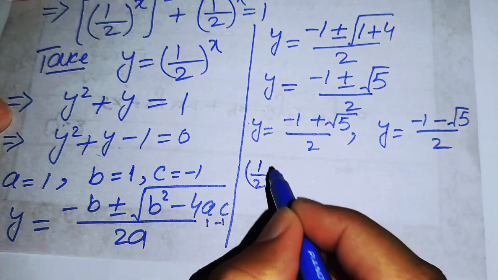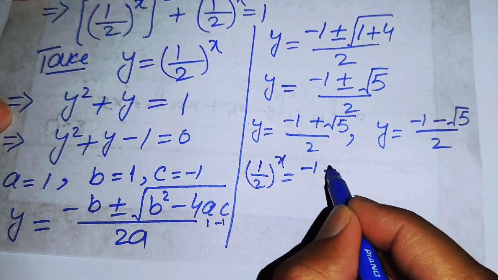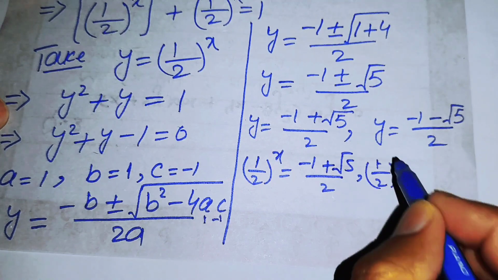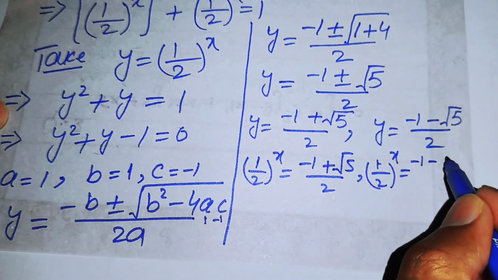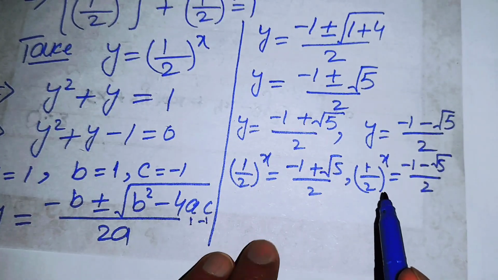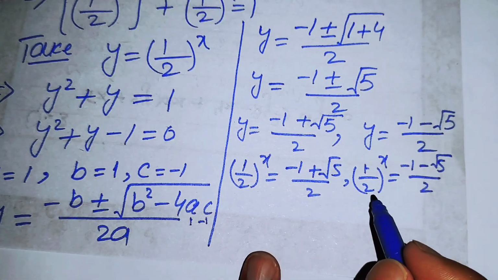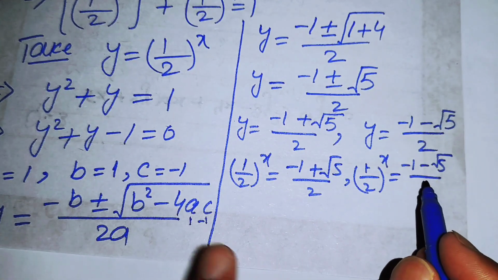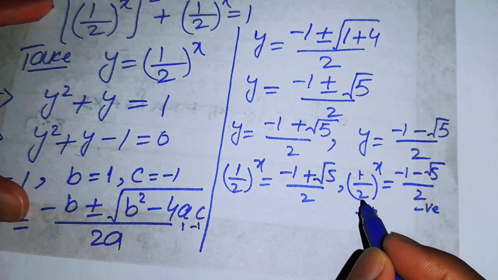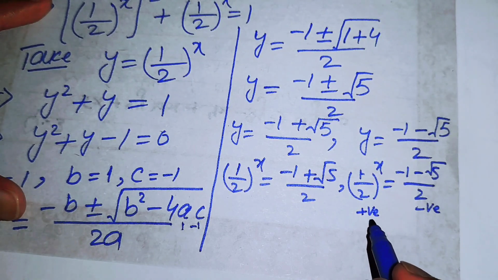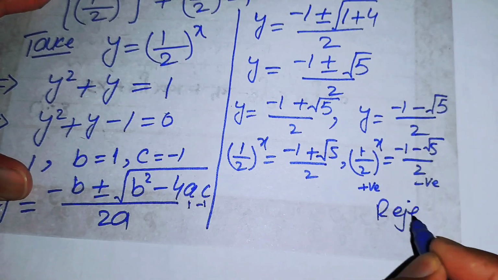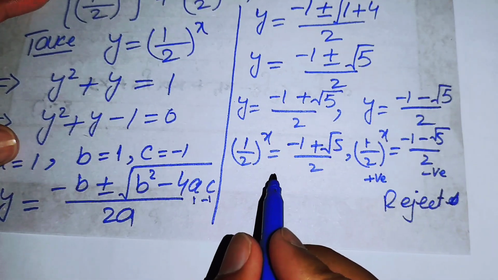So now we can back substitute the value of y, which is 1 over 2 to the power of x, and it becomes 1 over 2 to the power of x is equal to minus 1 plus square root 5 over 2, and here you have 1 over 2 to the power of x is equal to minus 1 minus square root 5 over 2. So here you focus on the second case, and in the left hand side you have an exponential function, and in the right hand side you have a negative term. So this is a negative term and this is a positive term, because an exponential function always gives a positive value. So the positive and negative values cannot be equal to each other, so we reject this case, and we just proceed with this case only.